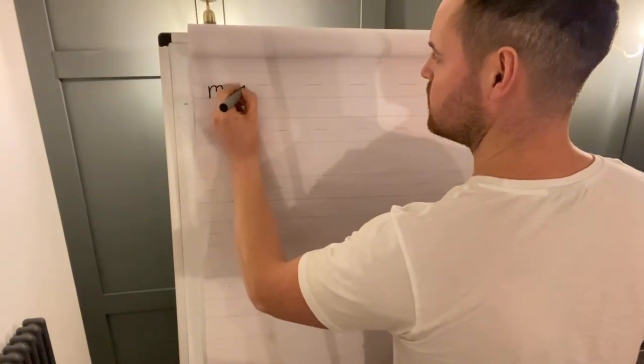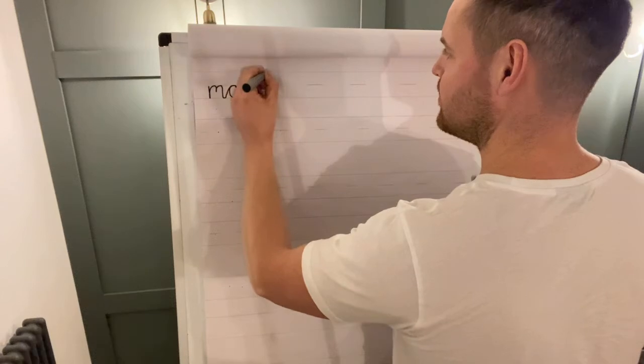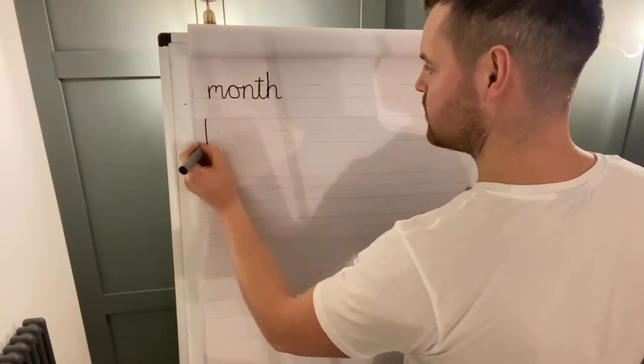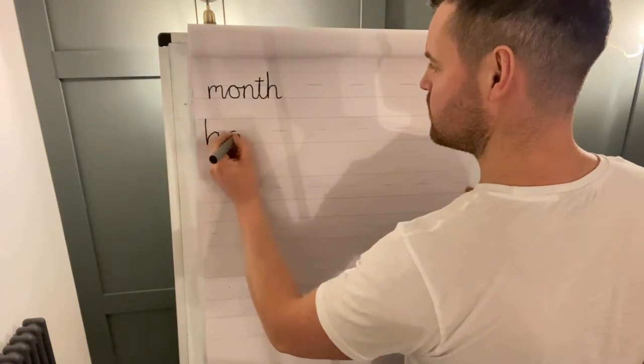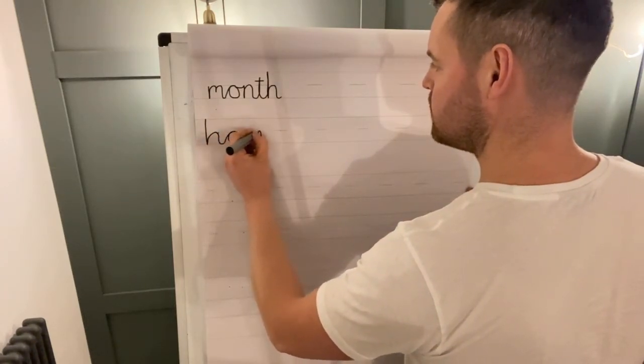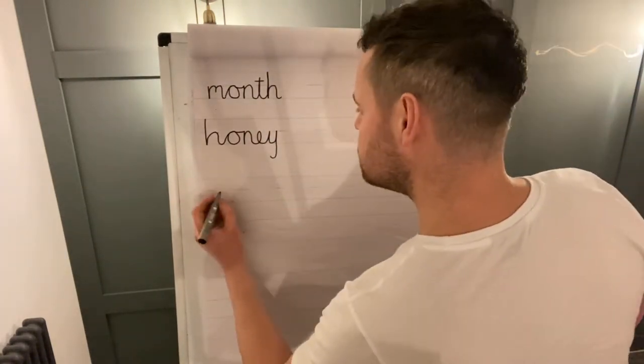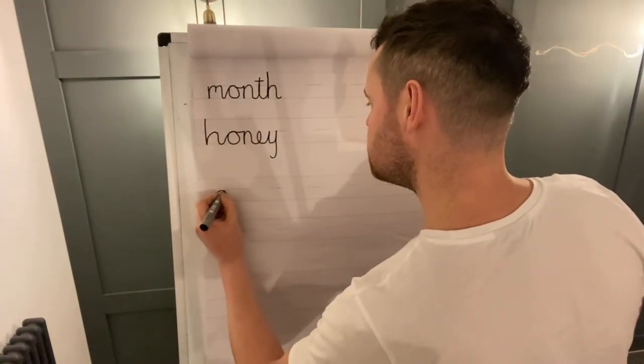So firstly, begin by practicing those joins in isolation, just as I did. I would like you to do at least 2 lines of each join, so the O to the N, O to the V, and O to the TH, before moving on to the words that I'm demonstrating on the board now.